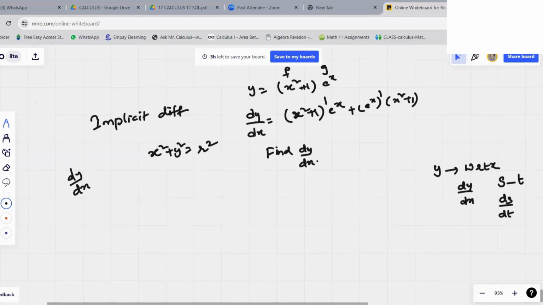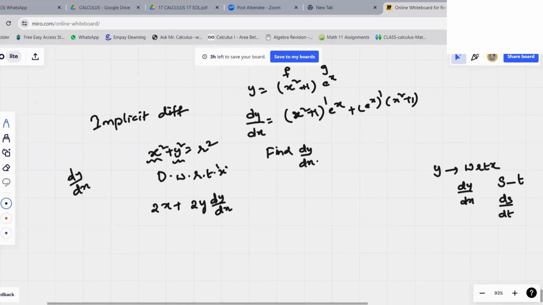Then what to do? First of all, you have to differentiate with respect to x. Then what is the derivative of x square? 2x. Derivative of y square? 2y times dy by dx. There you have to write. That means when you are differentiating with respect to x, whatever function other than x we are having, you have to write its derivative with respect to x.